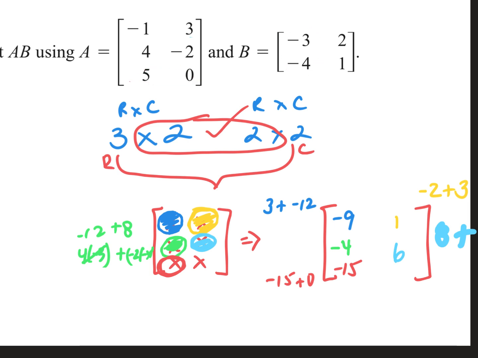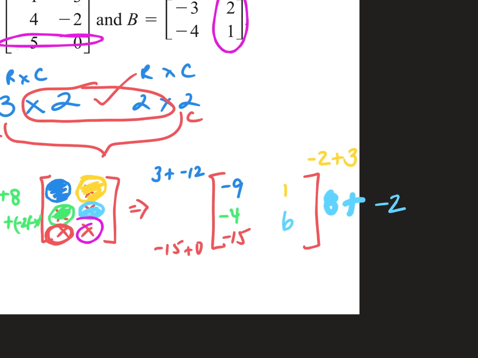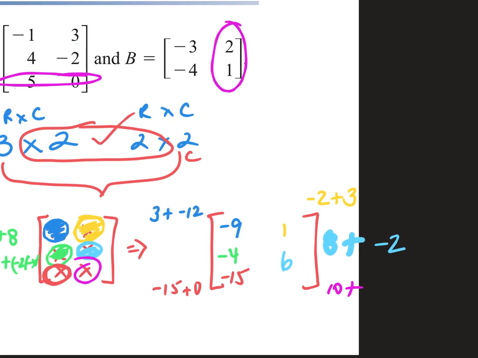Where is the last piece that we don't know? Where is it located? What row? What column? Okay, so it's in the third row, second column. First times first. What is 5 times 2? 10. Plus, what is 0 times 1? 0. What is 10 plus 0? 10. Perfect. And there's your answer.